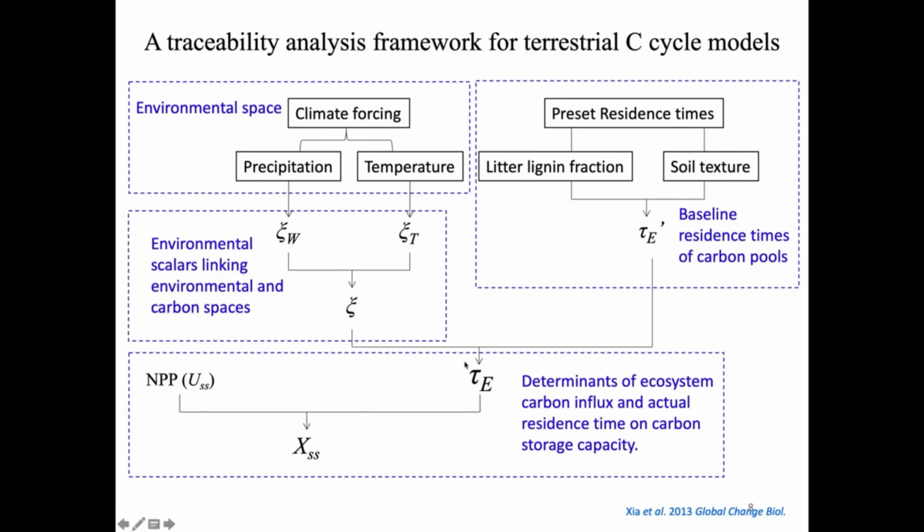ecosystem. The carbon residence time is further decomposed into baseline carbon residence time, which is affected by parameters such as leaf lignin fraction and soil texture. The other component is the environmental scalar, which is affected by climate factors such as precipitation and temperature. Next, I will show you 4 cases in which we apply the traceability analysis on terrestrial carbon cycle models.